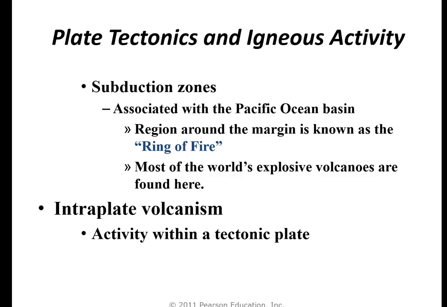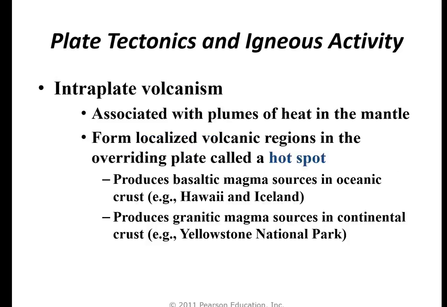You can also have intraplate volcanism, which is activity within a tectonic plate. These are associated with plumes of heat in the mantle, forming a localized volcanic region in the overriding plate called a hotspot. And this is exactly what we have in Hawaii. We have a hotspot in the middle of the Pacific plate. That hotspot is spewing up magma through the surface and comes out the ocean surface as a new island. And that's why you see a chain of islands there in Hawaii.